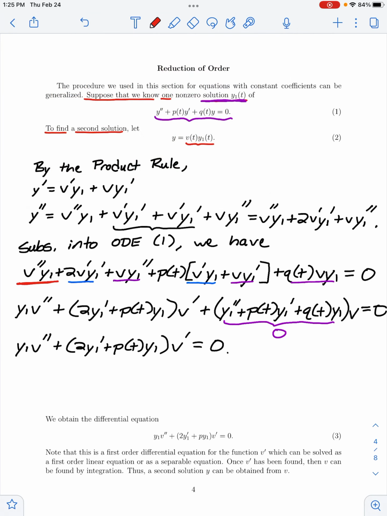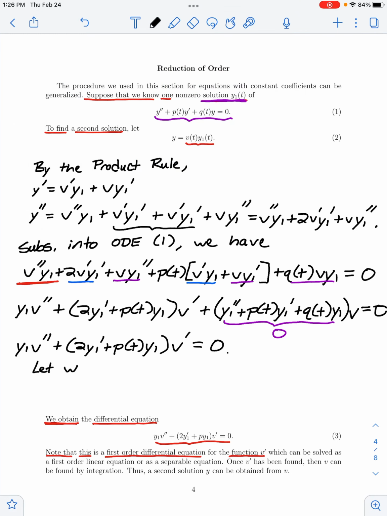So what we get by substituting into our equation is the differential equation shown here, the one we just found in simplified form. And notice that this is a first order differential equation in terms of the function v prime. Since that v term disappeared, all that we're left with is something involving v double prime and v prime, which we can consider a first order equation of the first derivative, v prime.